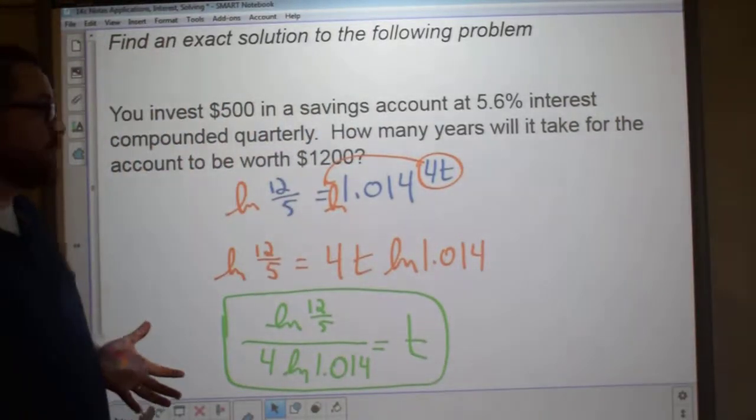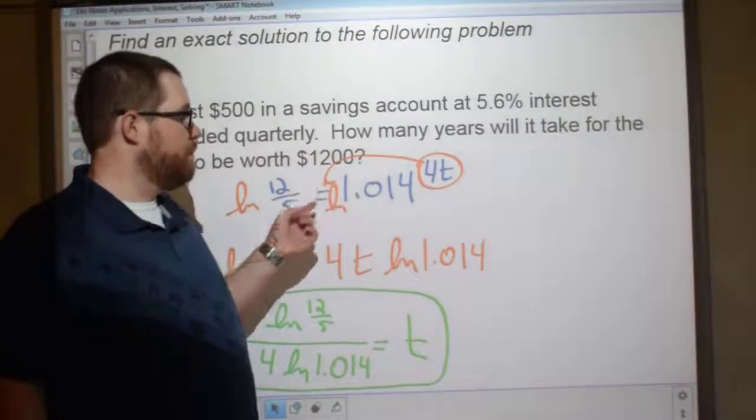Manipulating logs is not that hard. Just remember, take a log of both sides and move your powers out front.